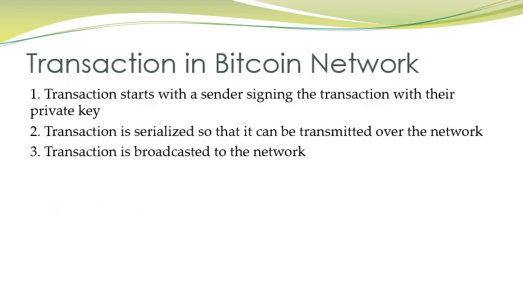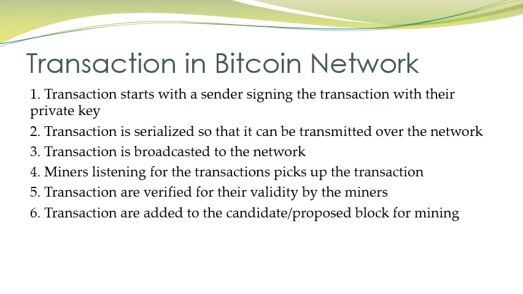So how will the transactions happen in the Bitcoin network? This is similar to the blockchain, as the Bitcoin network is a blockchain network. The blockchain provides the infrastructure for Bitcoin. A transaction starts with the sender signing the transaction with their private key. The sender, the node who wants to initiate the transaction, will start the transaction by signing that transaction with their private key, and the transaction is serialized so that it can be transmitted over the network, and the transaction is flooded, or you can say broadcasted, to the network. For this it will use the gossip protocol.